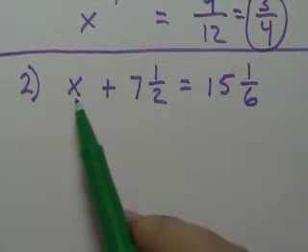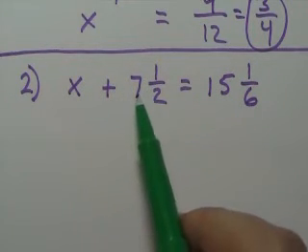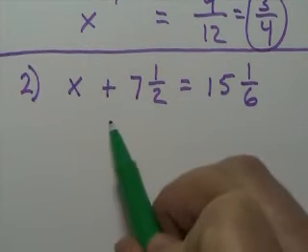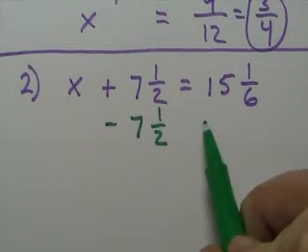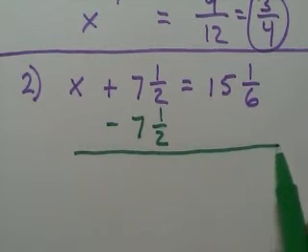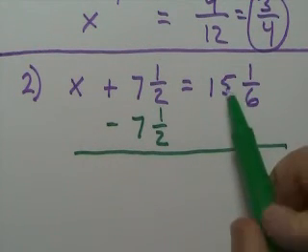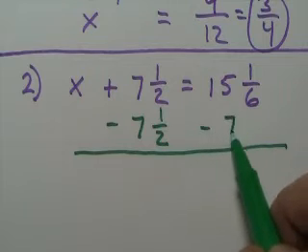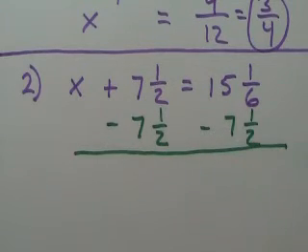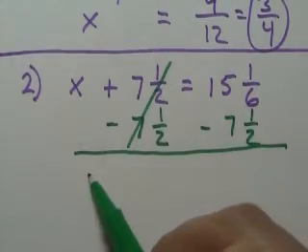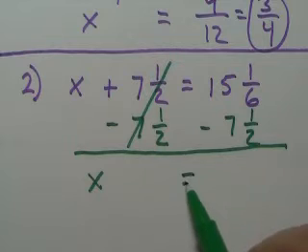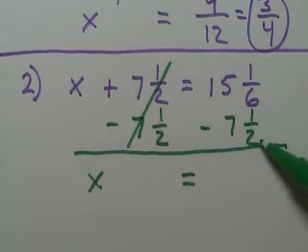So we want x by itself, so we need to get rid of the plus 7.5. So to do the opposite of that is subtract 7.5. But I need to do that to both sides. So minus 7.5. All right, and looking at this is gone now, and that leaves us with x. I'll bring down my equals. So now I just need to solve over here.